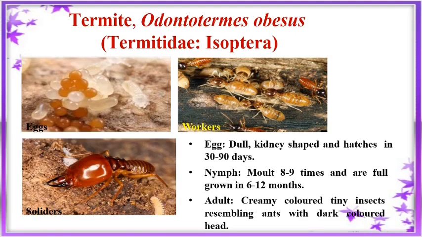Next is termites. There are two species here, Odontotermes obesus and Microtermes obesi.